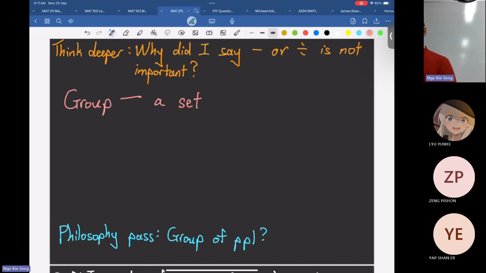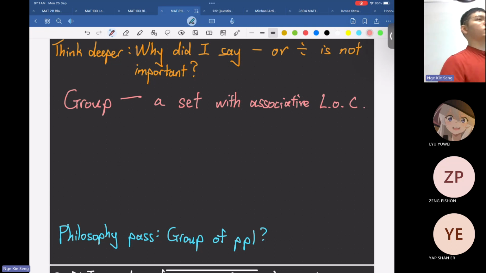So a group is a set with an associative law of composition. Okay, so why do we care about the associative law of composition? Because the law of composition only tells you how to compose two things. By another name, LOC is the binary operation. So associative tells you how to compose three things.